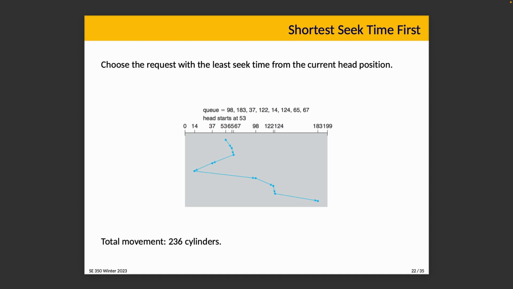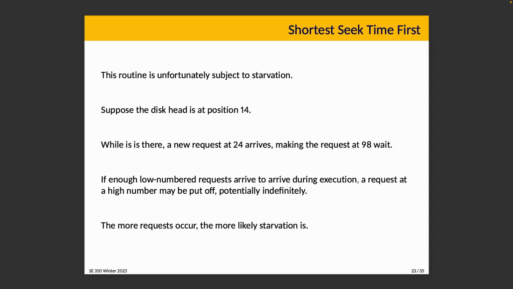Of course, things aren't always quite so simple, right? This routine is potentially subject to starvation. Suppose the disk head is at position 14. While we're there, a new request arrives at 24, and that's the closest one, so we'll go do it. And then while we're there, another low-numbered request arrives, and we should do that. It's definitely the closest. That means effectively that a request at a high number is going to be put off for a long time, potentially indefinitely.